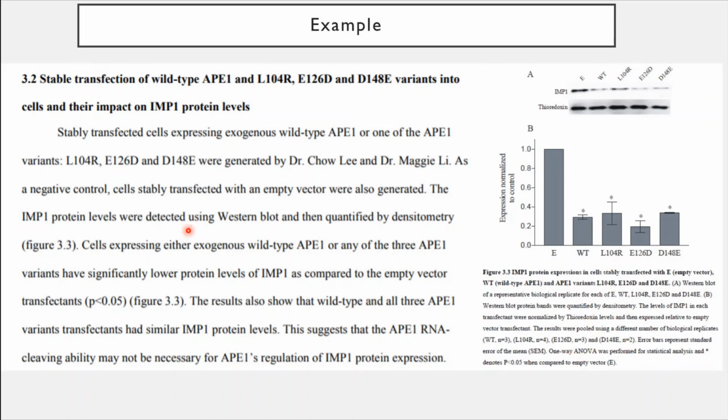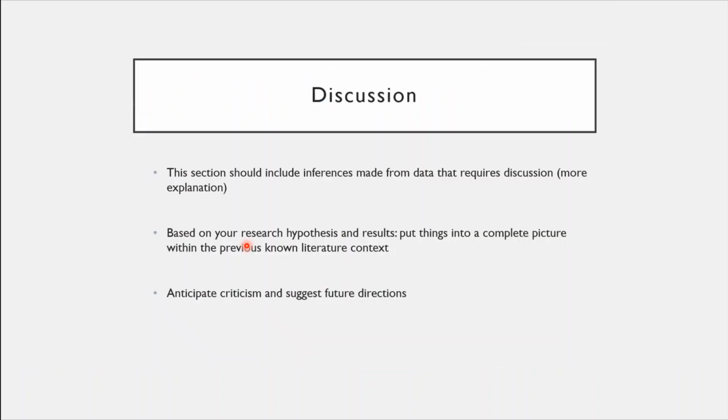But what I want to focus on is that in the results text, I just simply and plainly explained what I see in the figure and came to a logical conclusion. So I said that the wild type and the variants had a lower protein expression level than the empty vector. I did not do much explanation. I did not try to justify my results. And this is what makes the discussion important.